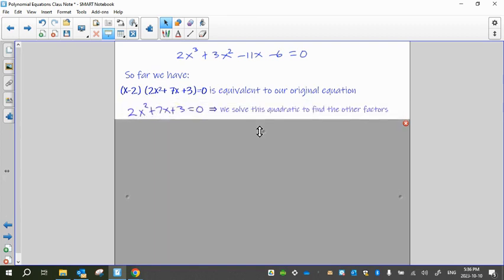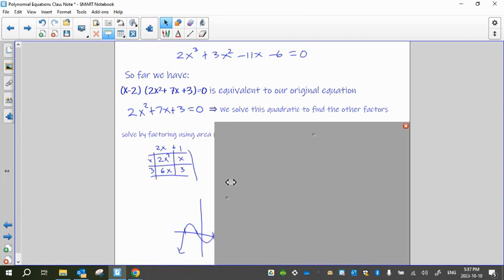And we can solve these in a variety of ways. We could use the quadratic formula. We can always try to factor it. So here's a solution using an area model for factoring. If you use a different model for factoring, that's fine. Whatever model or methodology works for you, it doesn't matter because the factors are going to be the same. The factors for this quadratic are 2x plus 1 and x plus 3.